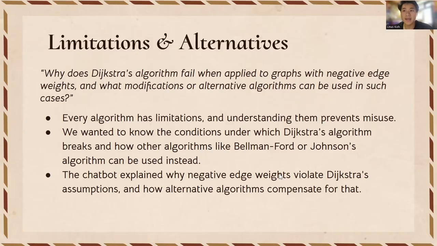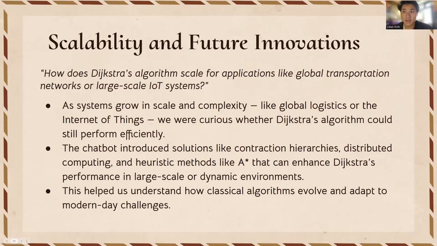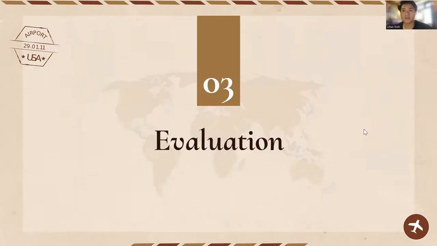Lastly, for the scalability and future innovation question, we ask, how does Dijkstra algorithm scale for applications like global transportation networks or large-scale IoT systems? As systems grow in scale and complexity, like global logistics or the Internet of Things, we're curious whether Dijkstra's algorithm could still perform efficiently. Next, we'll be evaluating the chatbot's response.